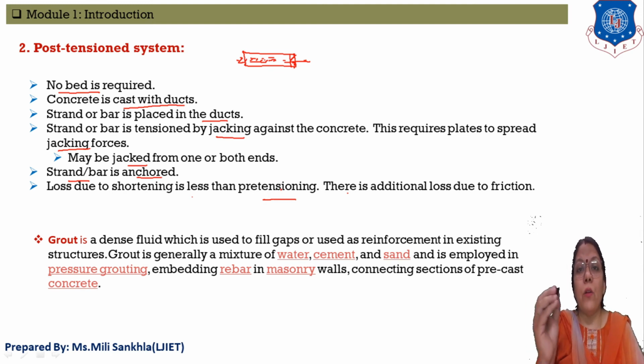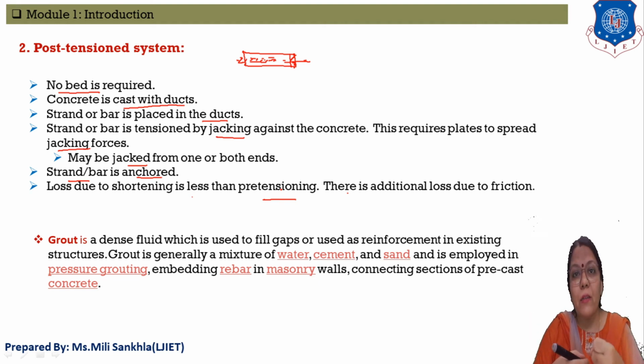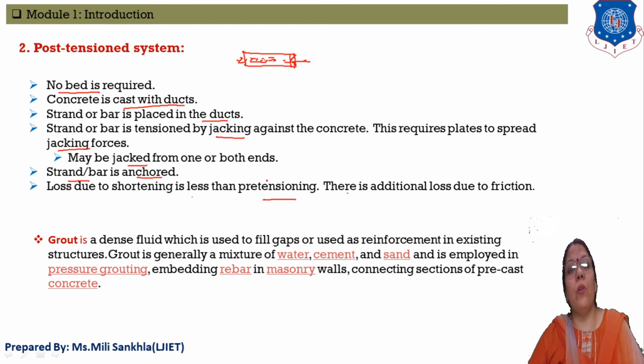Here the loss of pre-stress is less compared to the pre-tensioning method, because in pre-tensioning the concrete shortens and also the tendon bars decrease in length, and because of that the loss of pre-stressing force is more compared to the loss in post-tensioning. The major loss in post-tensioning is friction. Okay, that we learn in chapter number 2, losses of pre-stressed concrete.